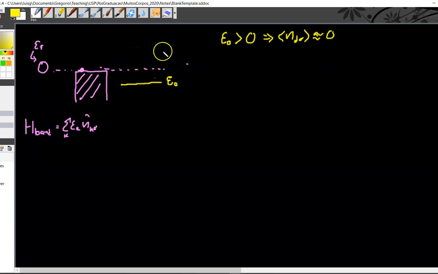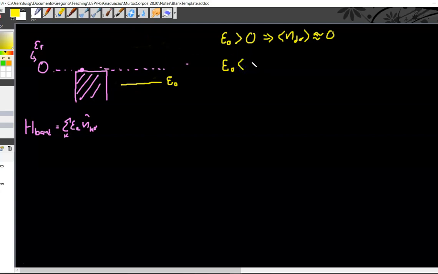So if the level is way above here, then it's energetically favorable for this electron just to stay put here, that doesn't go into the level, and everything works as if, right, this impurity will remain empty.